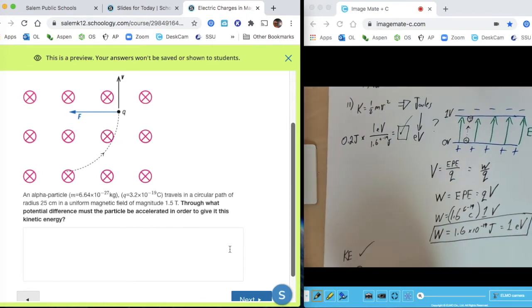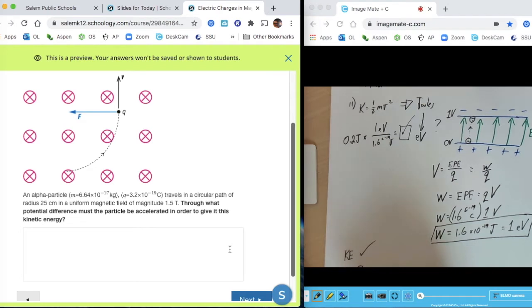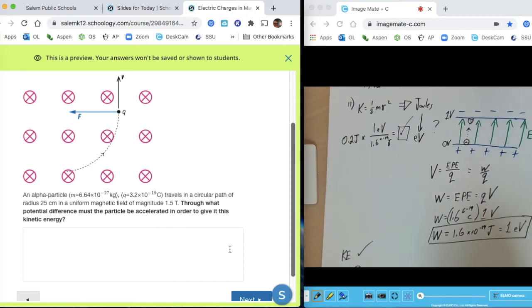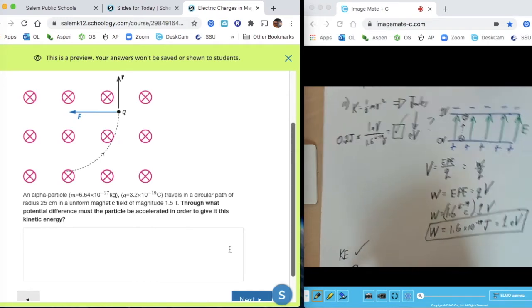And it's an alpha particle, and you have its mass, you have its charge. What else do we have? We have its mass, we have its charge, we have the radius of curvature. We don't need that here, right? So I need voltage, and I've got KE, mass, and charge. I don't think mass is going to play into it. But wait, let's look up here.